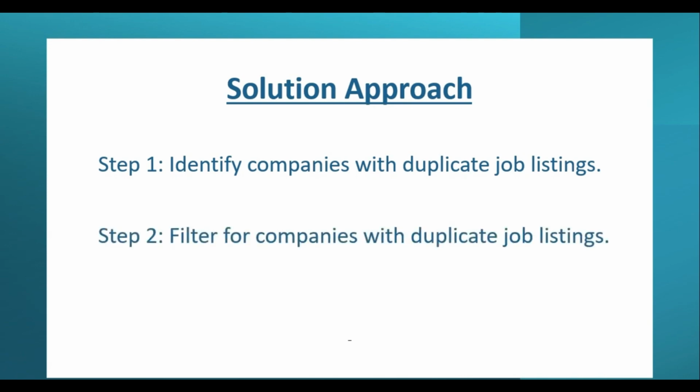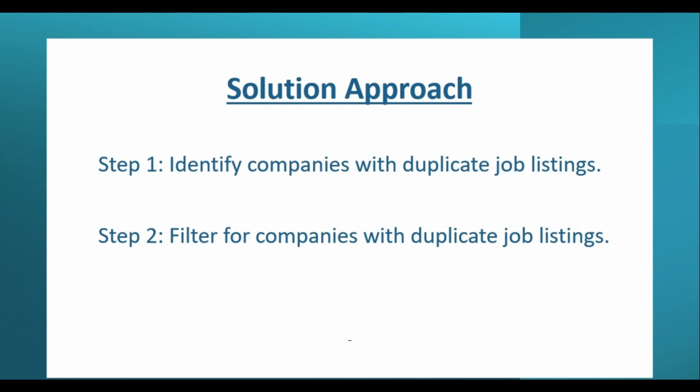In step 2, we will filter for companies with duplicate job listings. We can proceed to filter the previous query by converting it into a common table expression and selecting only the rows where the job count is greater than 1 to indicate the presence of duplicate job listings. Also, to obtain a count of unique companies, we will apply the distinct keyword on the company ID column. So that's how we are going to approach the question.